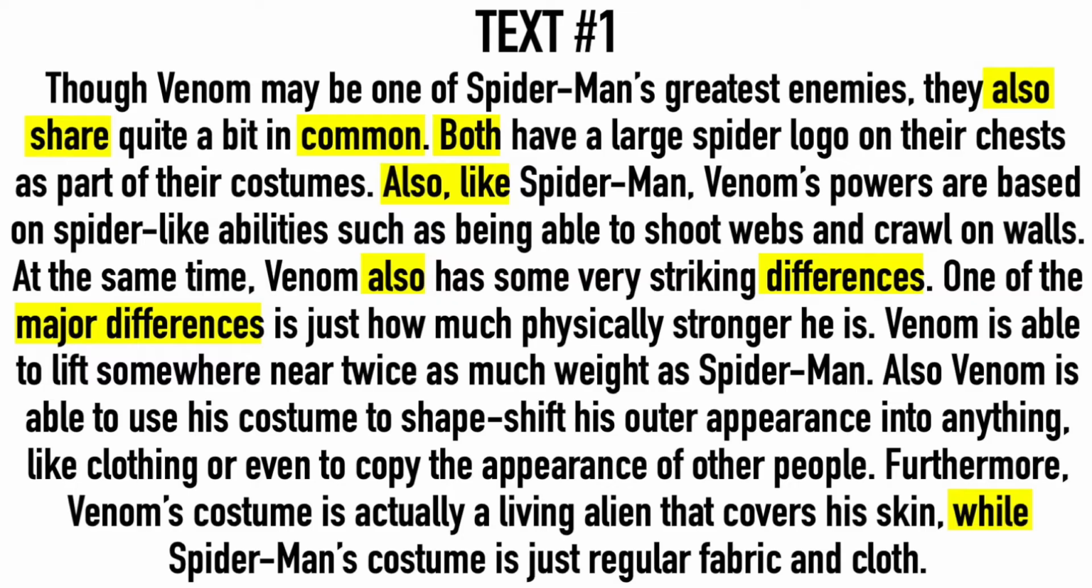Now I'm going to go back through and search for signal words that'll help me figure out the structure. The first words that stand out to me are common and differences. That makes me think this is maybe a compare and contrast text. So I look for signal words that I would find in compare and contrast. I notice also, share, both, and while. Looking at my signal words, it seems that the passage might be compare and contrast.